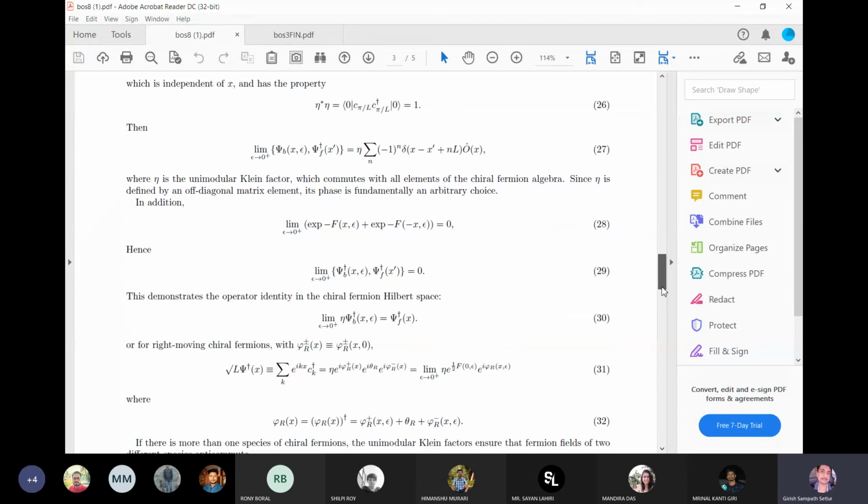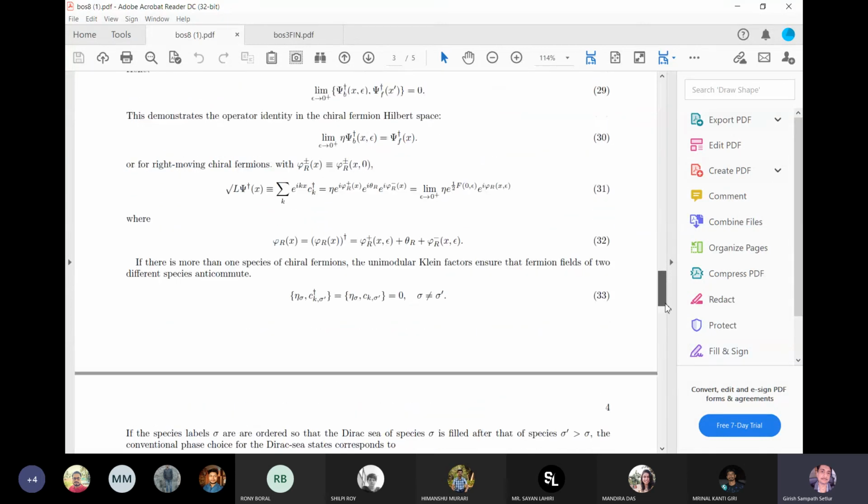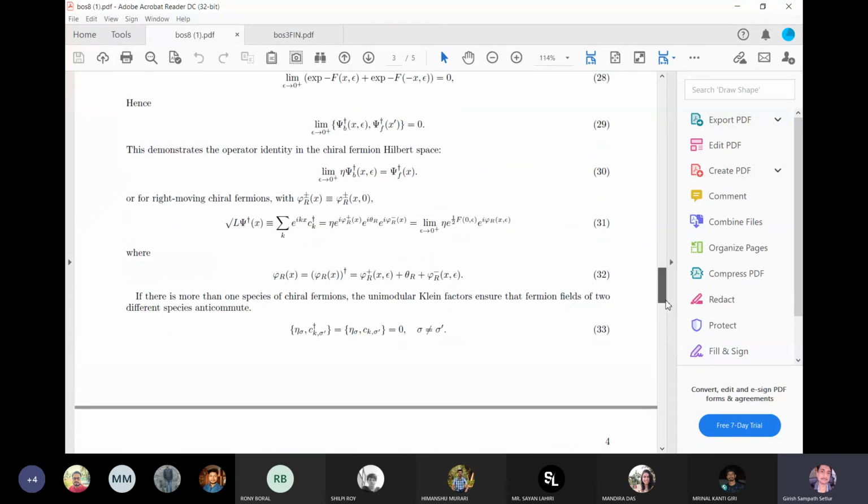So that's pretty much it. But then he has not stopped there. He has gone on to say, well, what if you have fermions with spin up and down? Then you have something called the Klein factor. In addition to the shift operator, you also have this other thing called the Klein factor. Even for a single spin, right and left, how do you show that the right mover anti-commutes with the left mover? Because this was only for one species, for the right movers only. This whole machinery is just for the right movers.